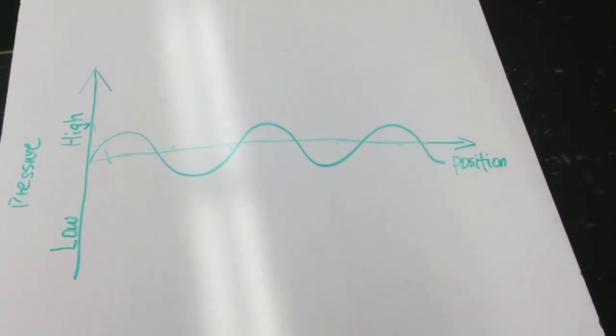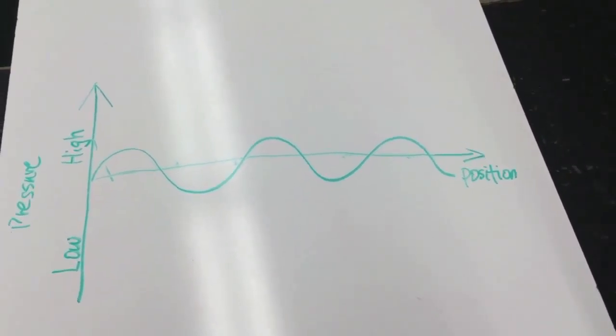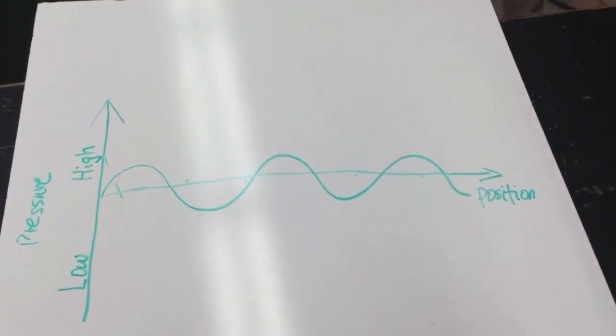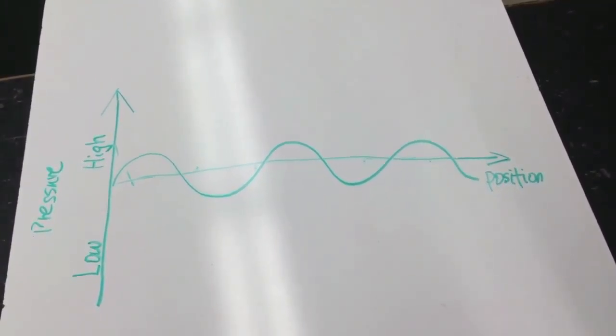This type of graph is called a pressure graph. It may have either time or position along the horizontal axis. It shows the particles' movement in low and high air pressure.